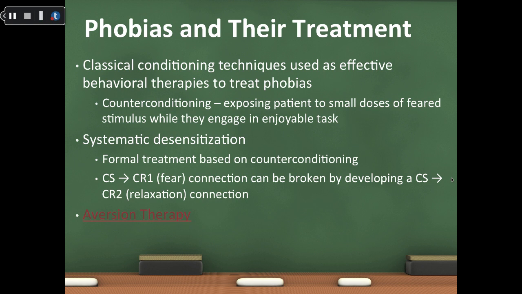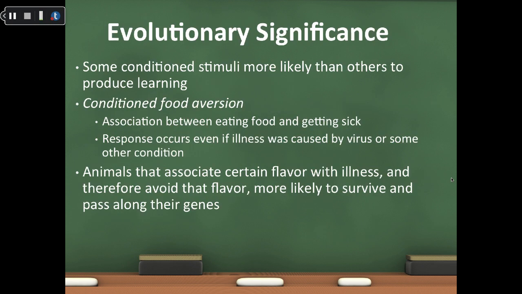So classical conditioning also has an evolutionary significance. There are certain pairings of stimuli that are more likely to become associated than others. For instance, a conditioned food aversion. If you have an association between eating a specific food and getting sick, you'll stop eating that food. This happens even if the illness was caused by something else. So say you were about to get the flu and you ate something and then you threw up. Even though the throwing up was associated with the flu specifically, you may associate it with eating that specific food.